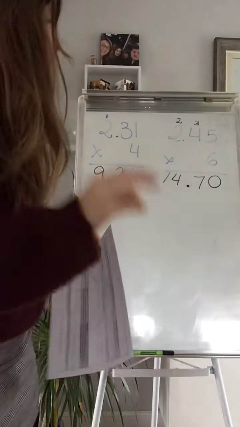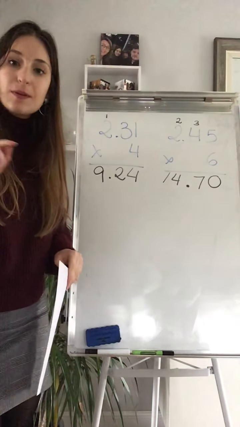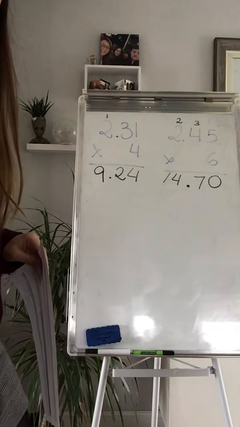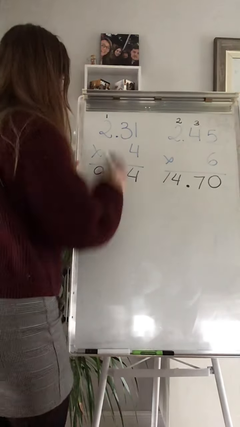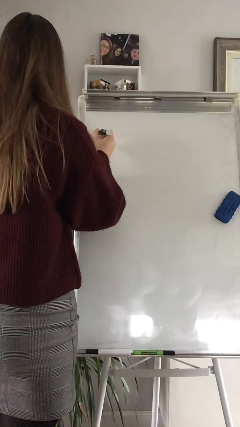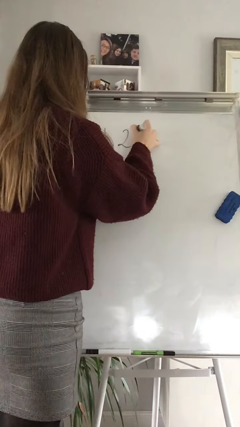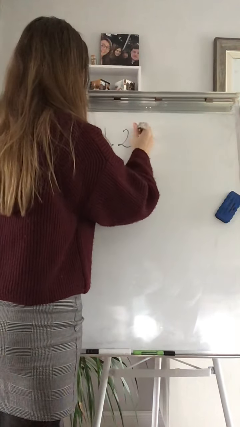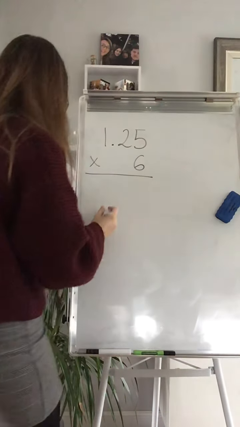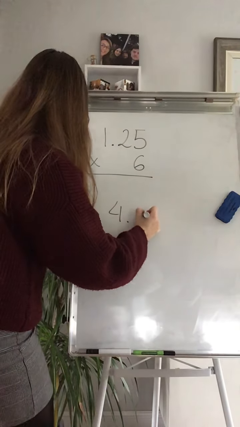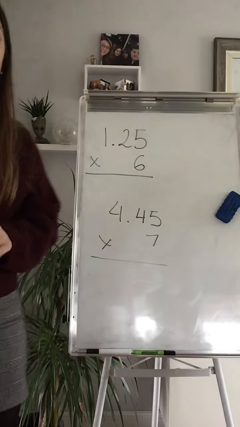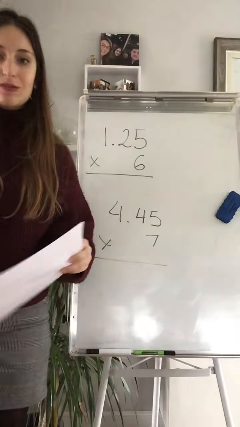Okay? Really easy. I'm going to set two for you to do, and then you will pause it, work it out, play it again, and we correct it. And then you're ready to do your work, because it's really simple today, isn't it? Number 1: 1.25 times 6, and the next one, 4.45 times 7. Okay, go for it, and play it again when you are ready to correct it.